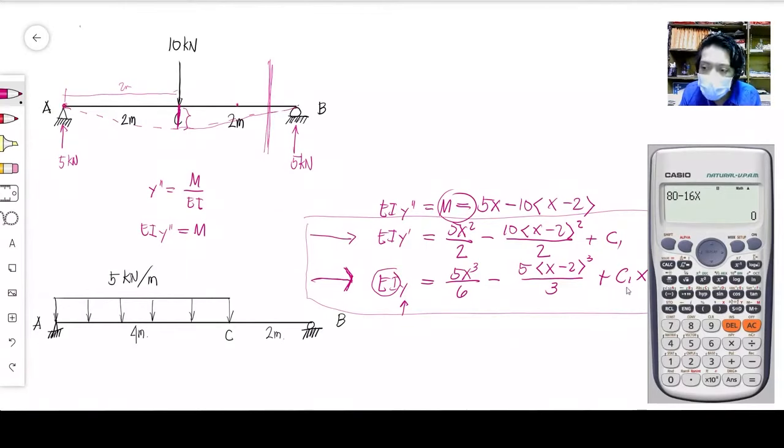The problem is to find the values of C1 and C2. So, how do we find the values of C1 and C2? To find C1 and C2, we apply what are called boundary conditions. What are these boundary conditions?